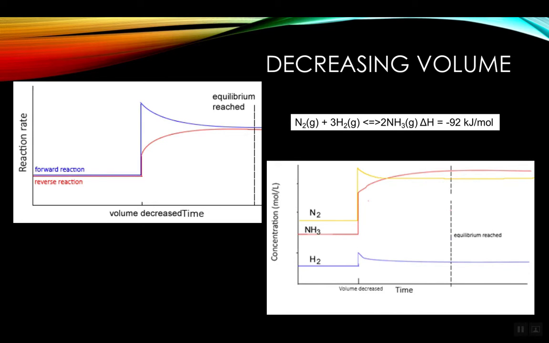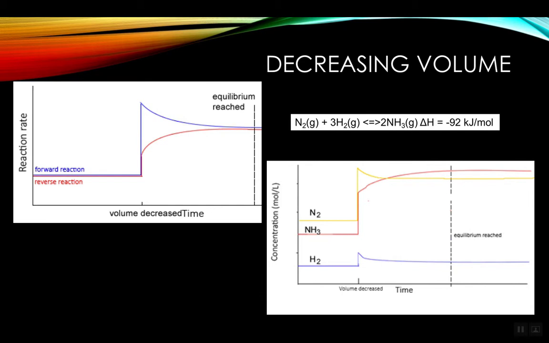What we will also see is that one of them will increase in rate initially, much more than the other, and that there will then be a corresponding decrease in that one. So in this instance, it's the forward reaction that's going to increase most, and then they're going to go back to reach that equilibrium. If we look at it on our concentration time graphs, again we can see that we get a sharp increase for all of them.